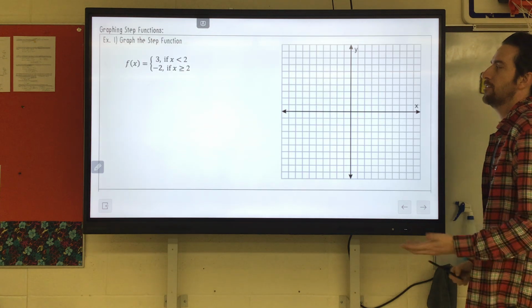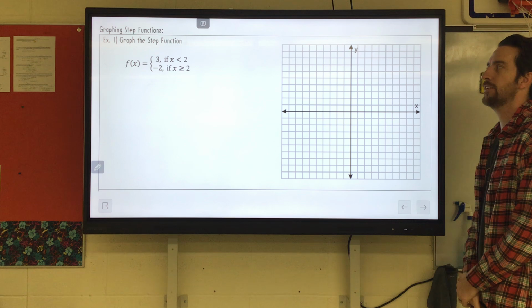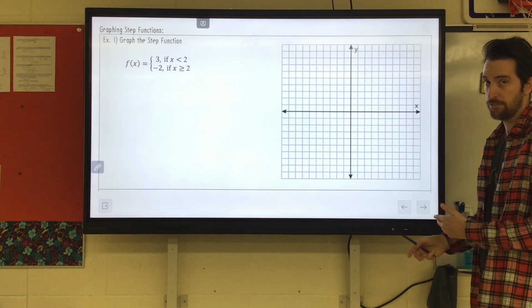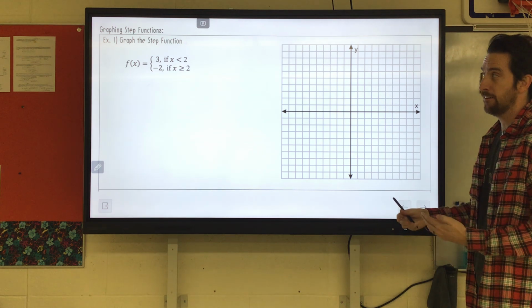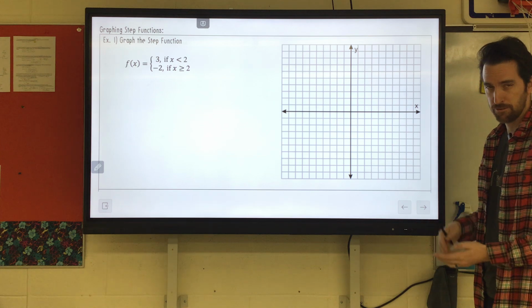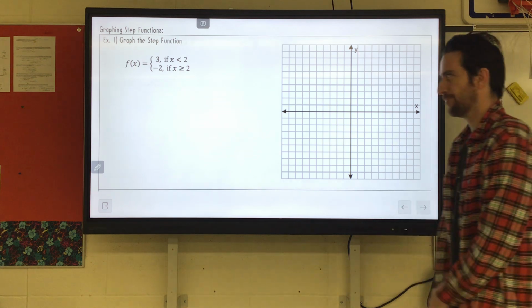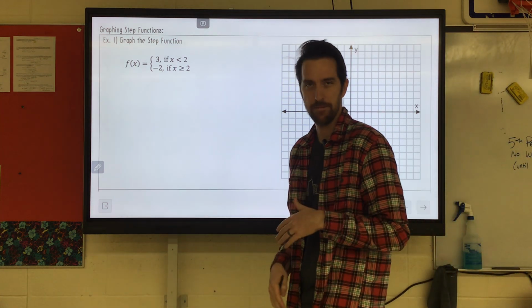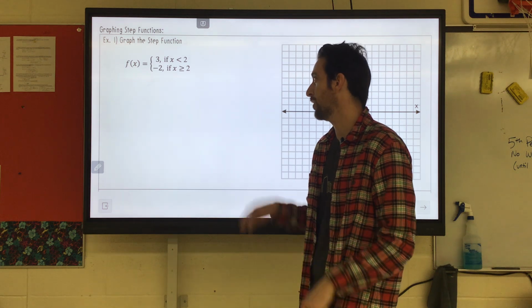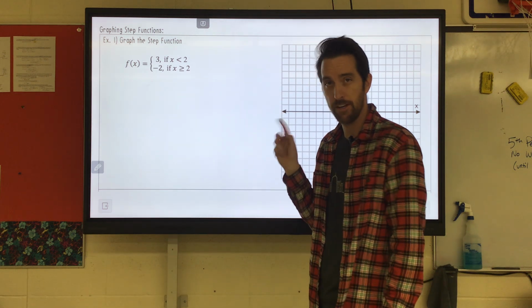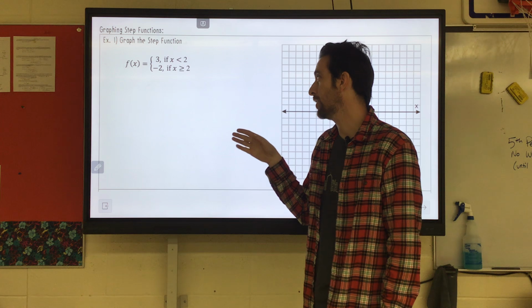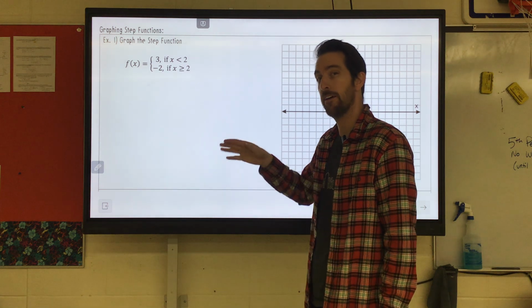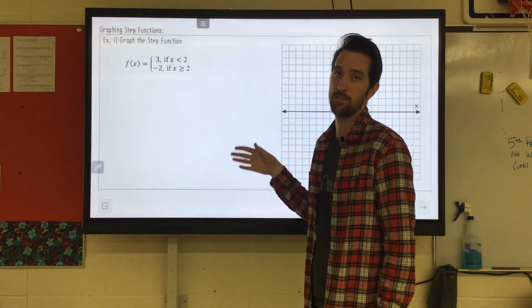So this is kind of how it's going to look. We've got f of x equals 3 if x is less than 2, and f of x is negative 2 if x is greater than 2. Remember, f of x is the same as y. So basically they're saying y is going to equal 3 if x is less than 2, and y is going to equal negative 2 if x is greater than or equal to 2.